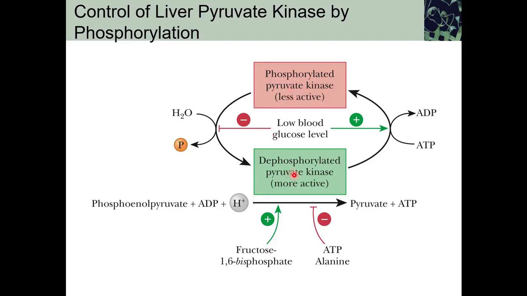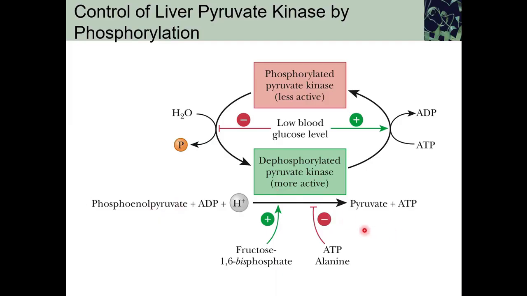Yes, because you have low blood glucose level, and therefore the liver should not engage in glycolysis. It should synthesize glucose. All right. That is why the dephosphorylated pyruvate kinase form is not favored when you have low blood glucose level. Now, the dephosphorylated pyruvate kinase is the active form, right? So this converts phosphorylated pyruvate again to pyruvate.